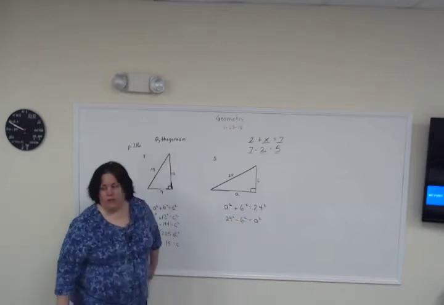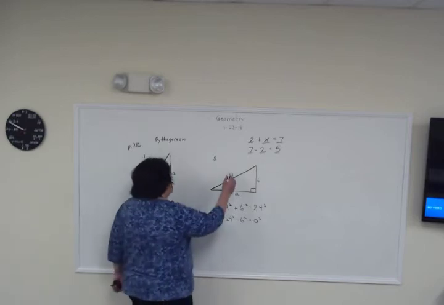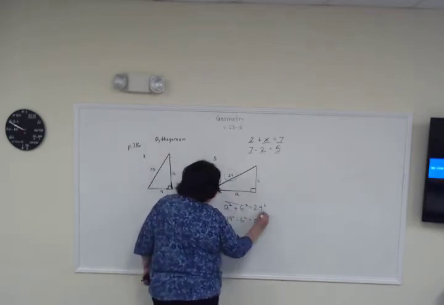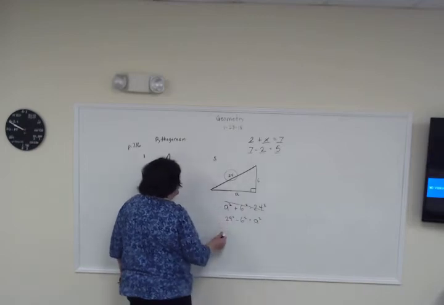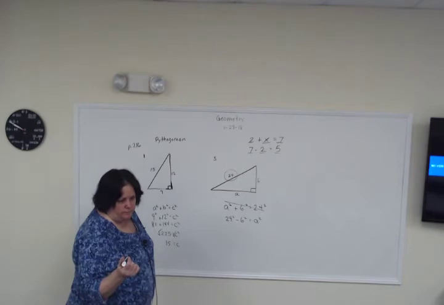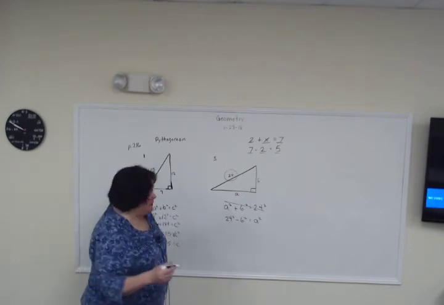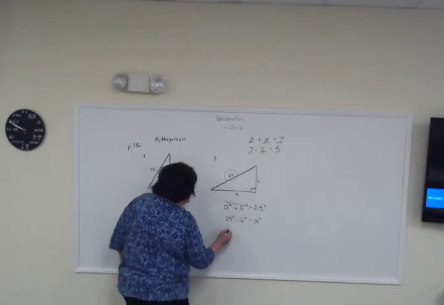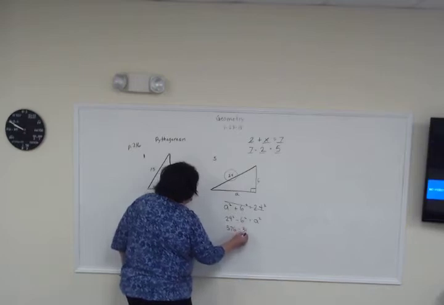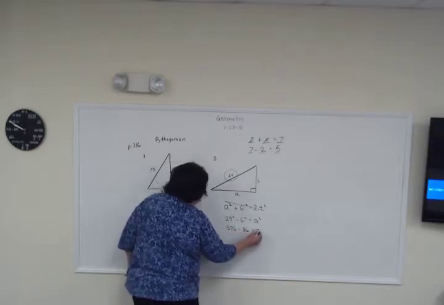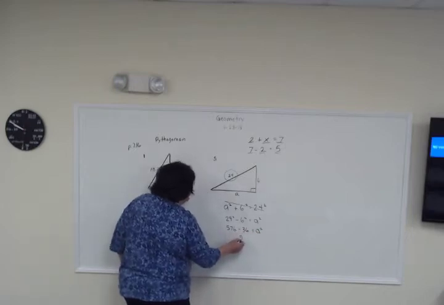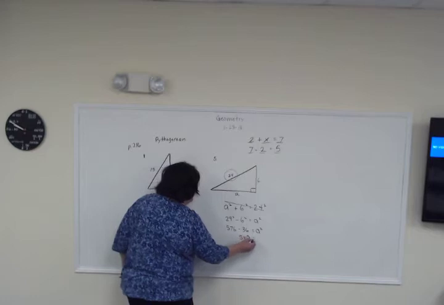So this is the converse of the Pythagorean theorem. When one of the numbers they give us is the hypotenuse, we don't do it this way, we do it this way. What's 24 squared? 576. Minus 6 squared is 36 equals A squared. 576 minus 36 should be 540, right?